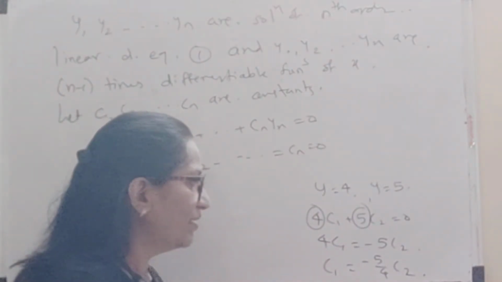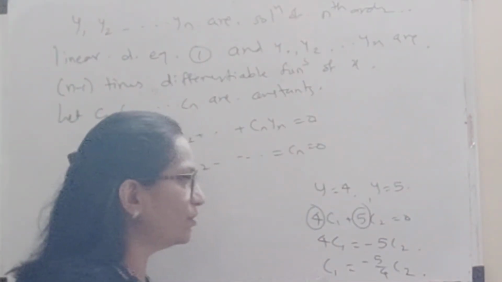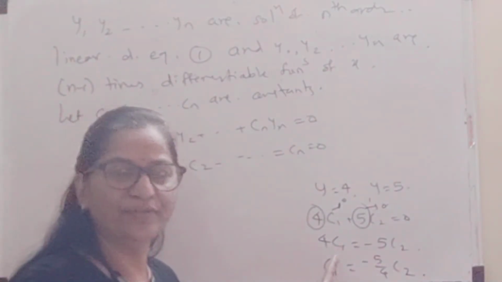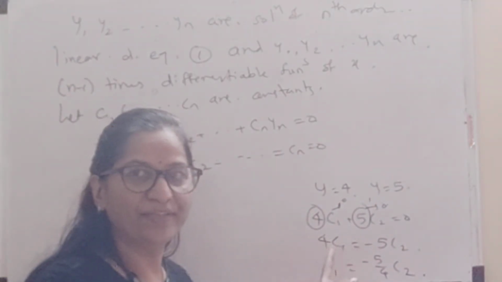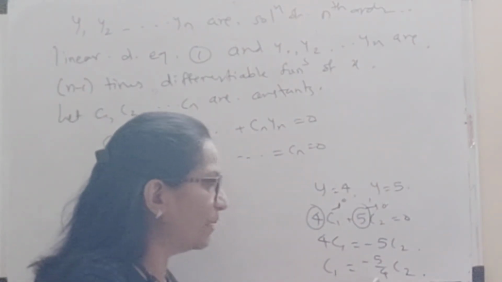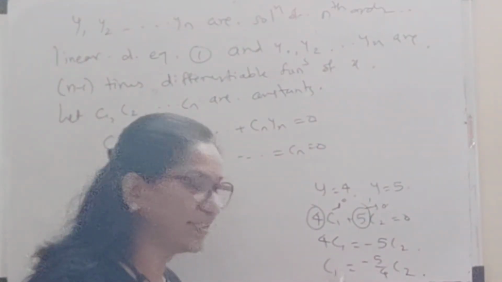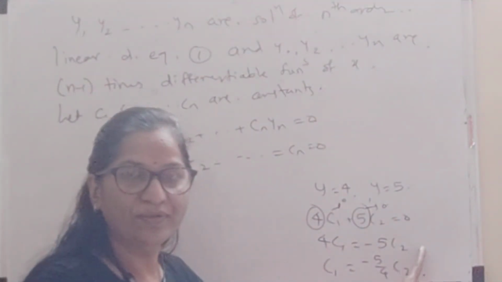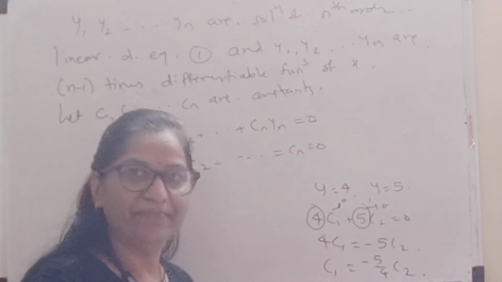Can both be equal to 0? If both C1 and C2 are equal to 0, then this is 0 and this is 0. That is the unique case. But if either C1 or C2 is non-zero, then C1 is equal to minus 5 by 4 times some non-zero number C2. So there exist non-zero scalars such that this linear combination equals 0, and we say that yes, these two solutions are linearly dependent.